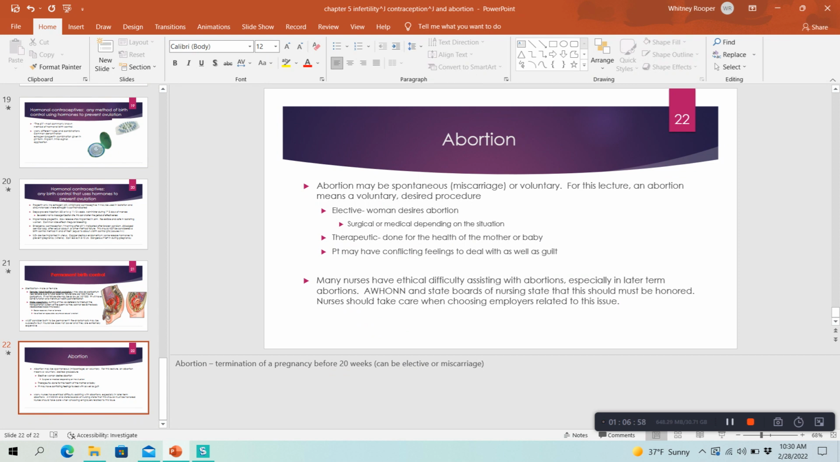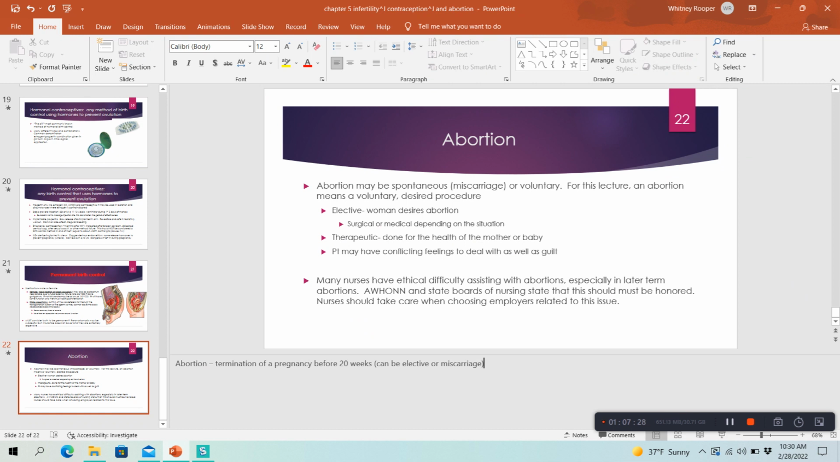For right now, we're going to talk a little bit about a voluntary elective procedure. So the woman desires an abortion. She wants to end the pregnancy. The majority of the time it's done in a surgical manner, which means you are removing the products of conception via dilatation and evacuation of the uterus. It can be therapeutic, which can be done for the health of the mom or baby, although that's not done as often as you might think. And then there's medical abortion as well.